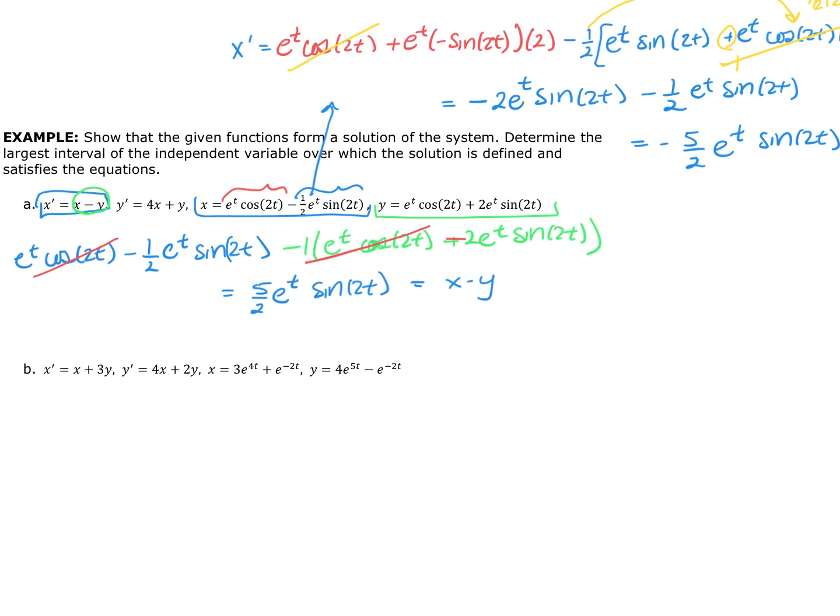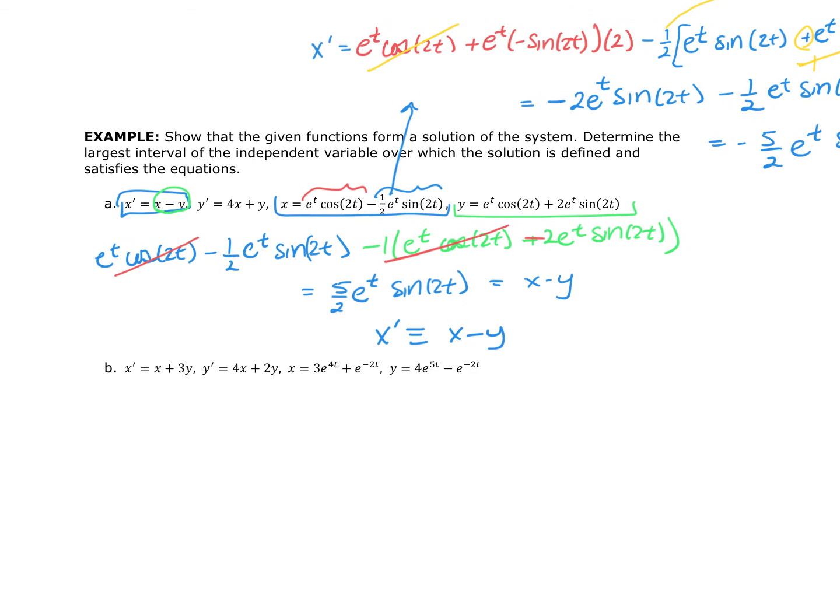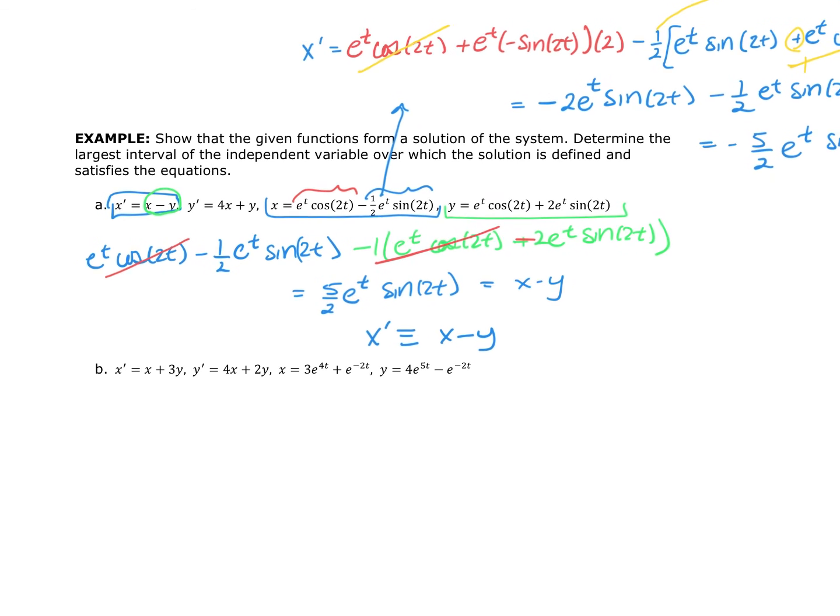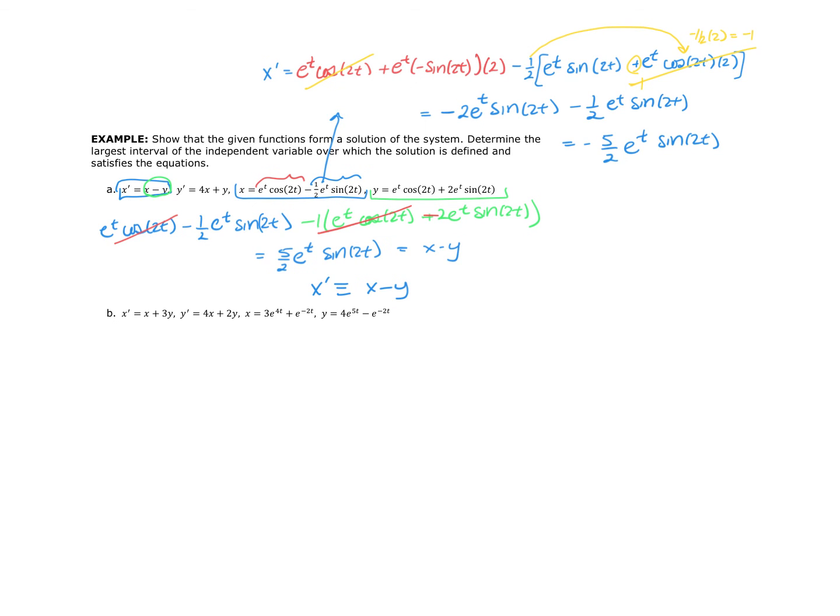So what I know by the first system, that x prime, which is all that stuff I did up there, is equivalent to x minus y. Now I would have to do the same thing for the other one, checking whether or not the derivative of y is equal to 4 times my x function plus my y function. There it is in all its glory. And that's how you check whether or not they're solutions to the system. Mostly it's just refreshing your derivative rules and keeping track of stuff. That's the hardest part about these.